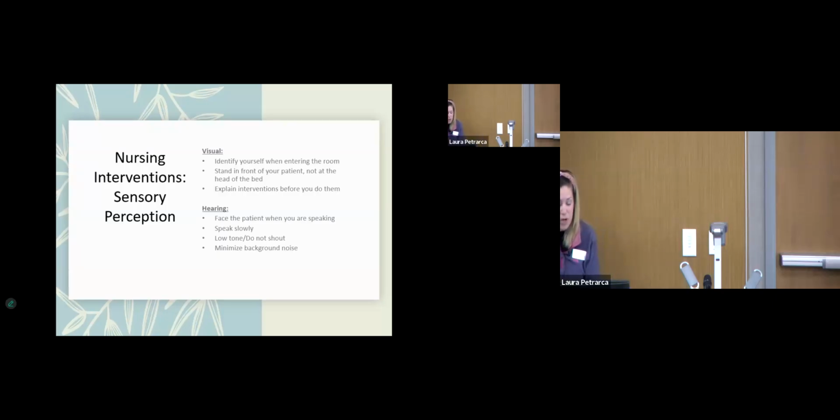Explain the interventions before you do them. You want to do that anyway, but they can't see you. So you need to say, "I'm going to do a quick assessment. I'm going to listen to your heart and your lungs." Let them know what you're doing.